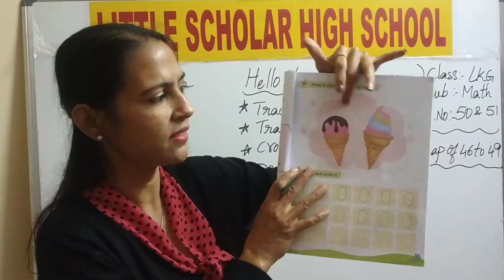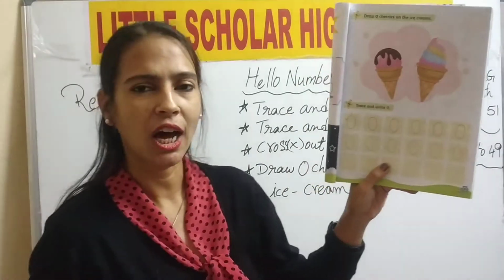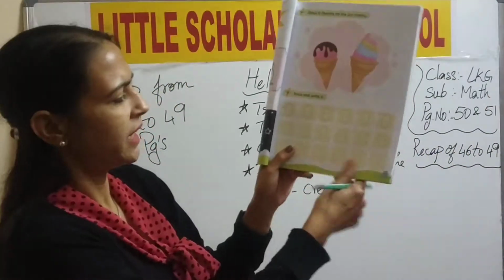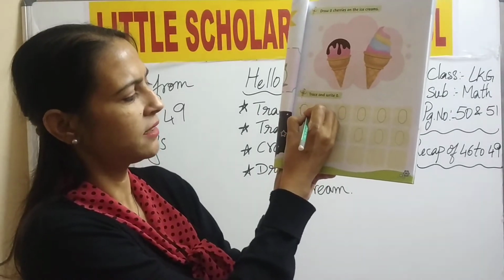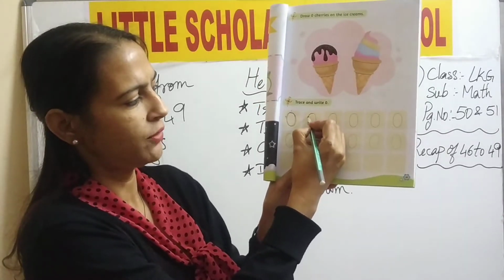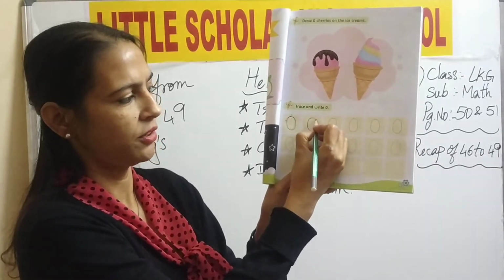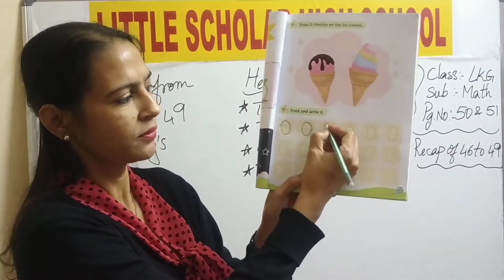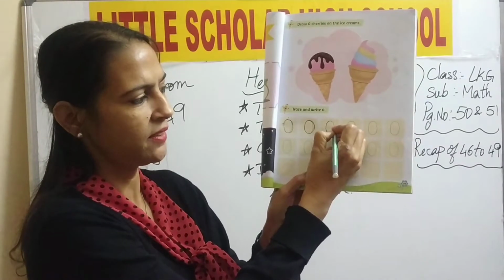Okay, that is 0. Now, trace and write 0. So, how do we trace and write 0? We'll start from top, turn and again go up, 0. Again, start from top, take a turn down, join the dots and write it, children, neatly, 0. Again, it's a circle, 0 is a circle.